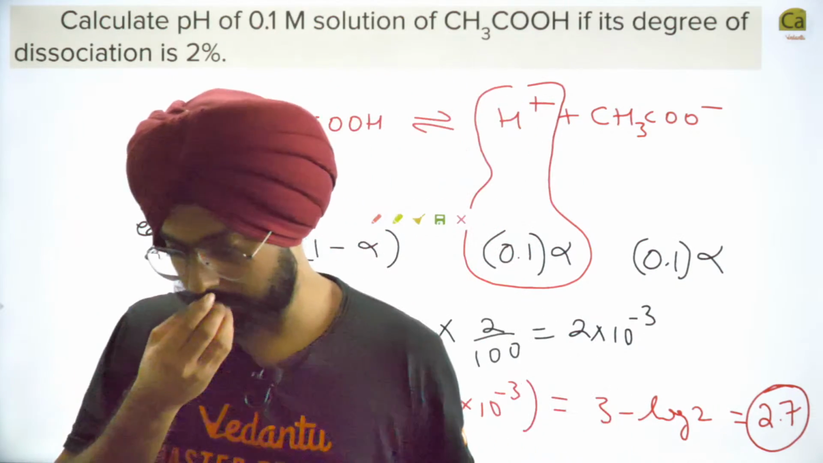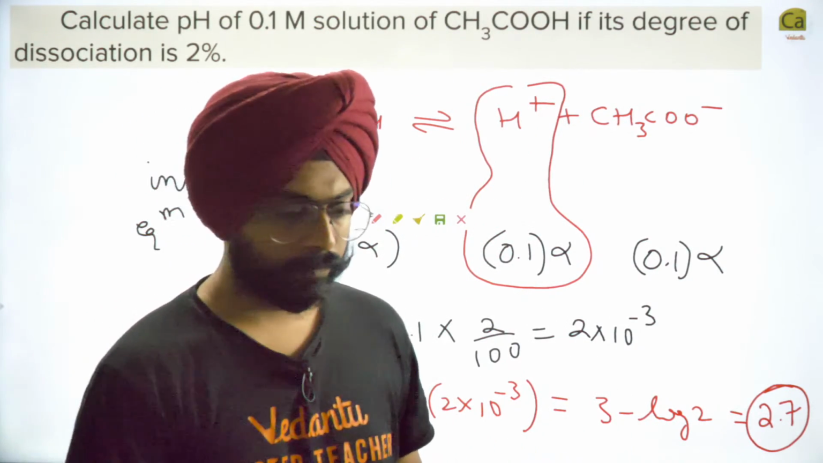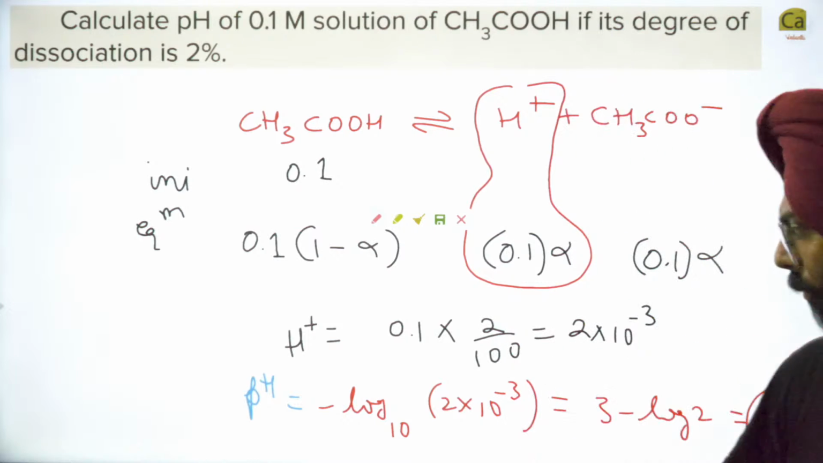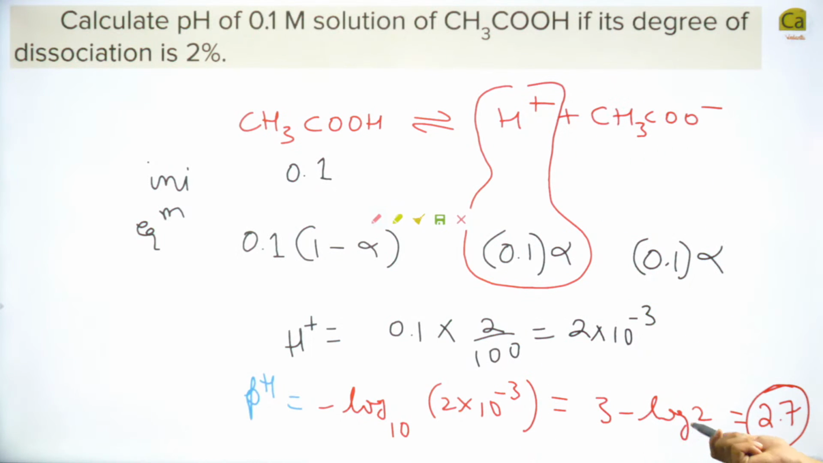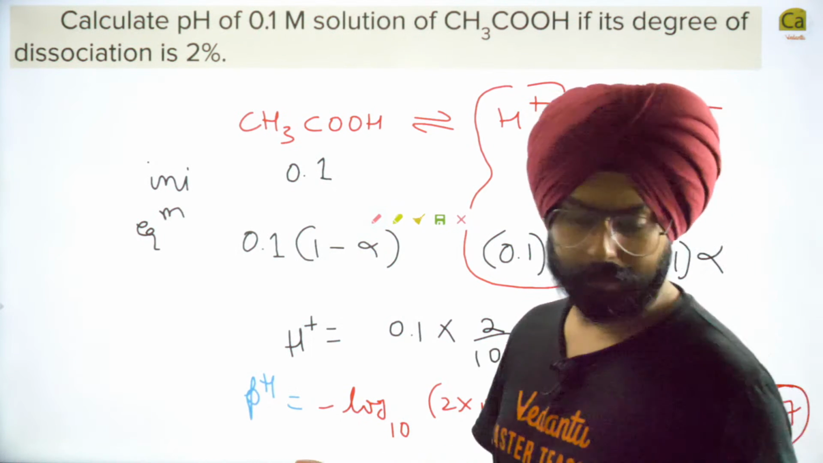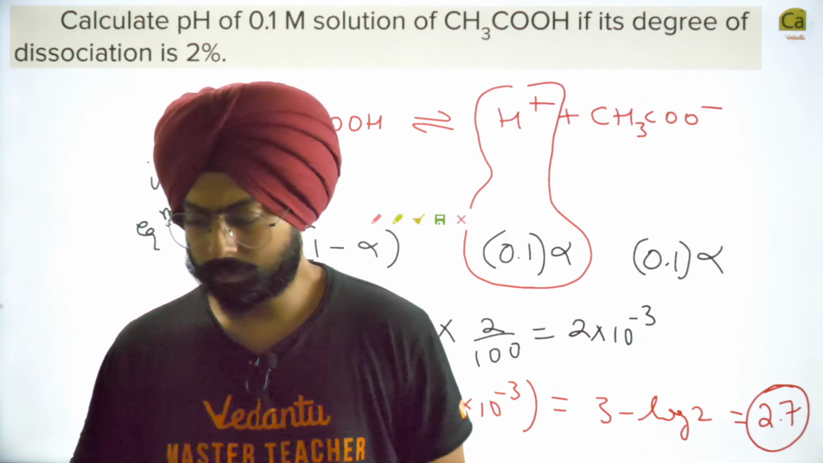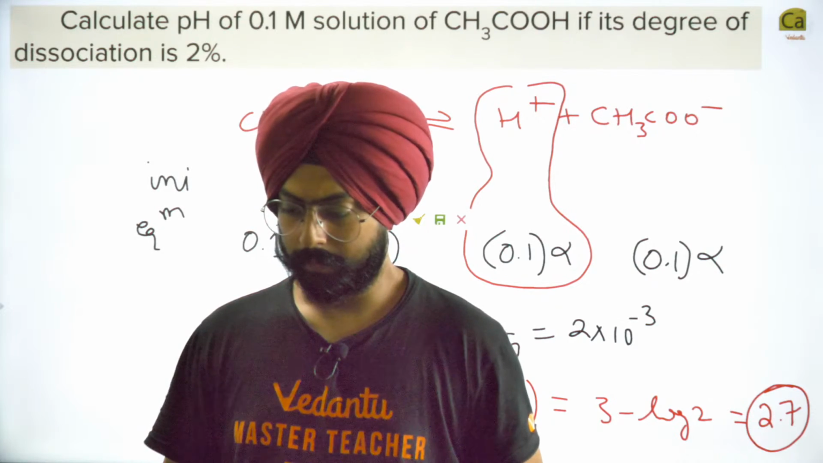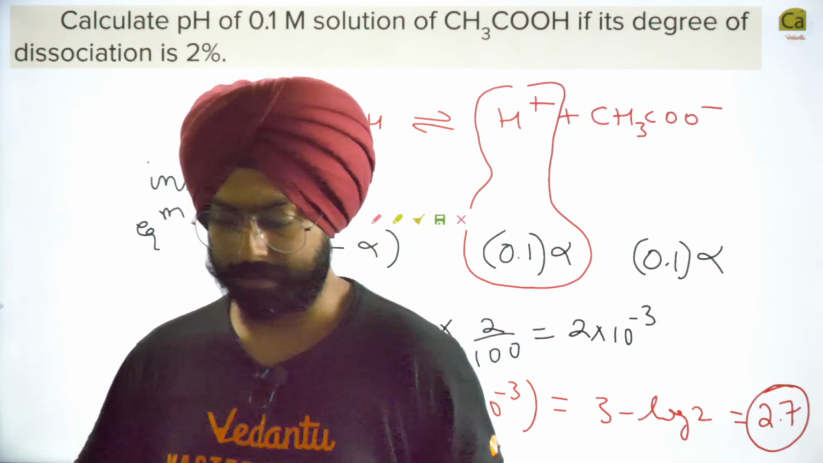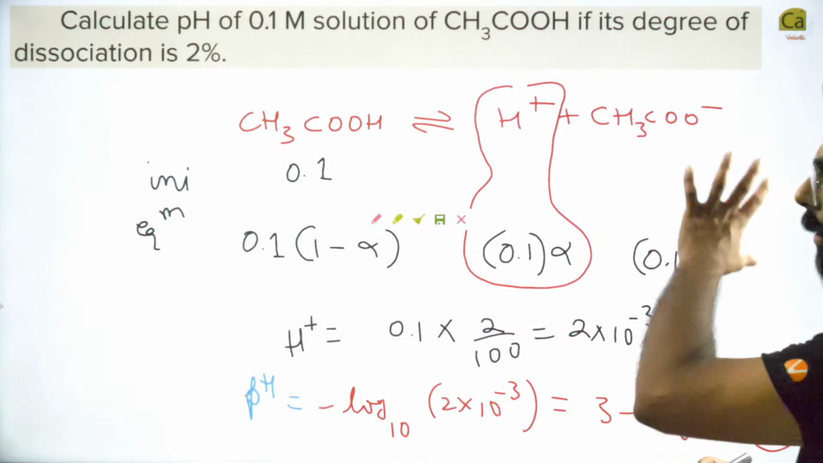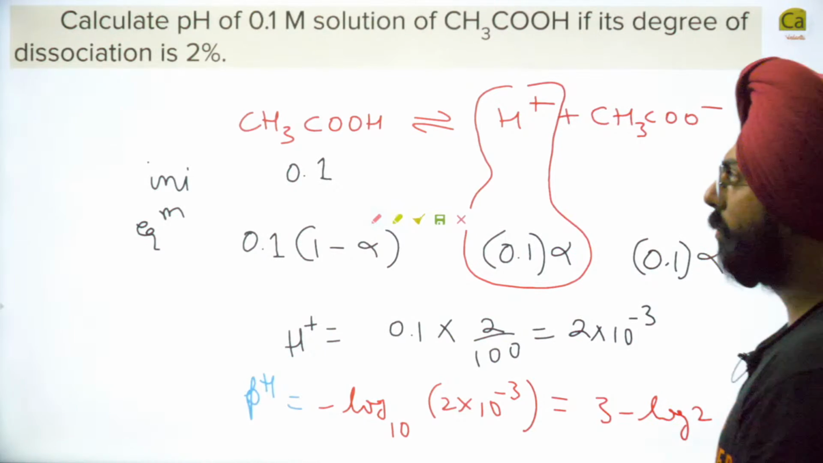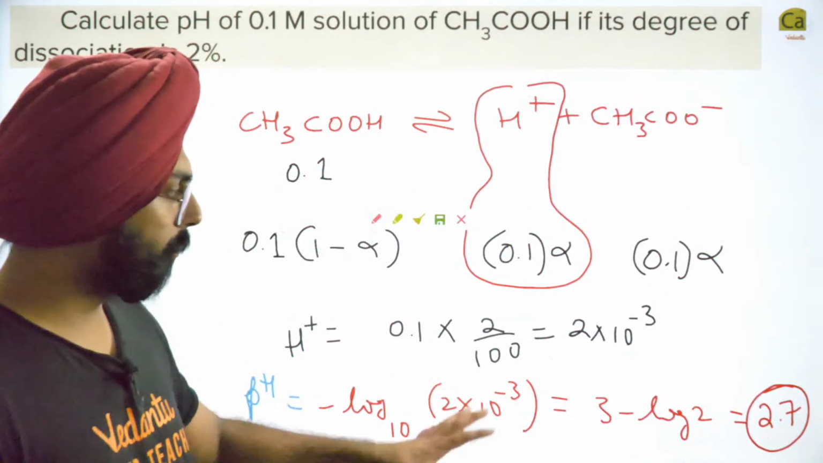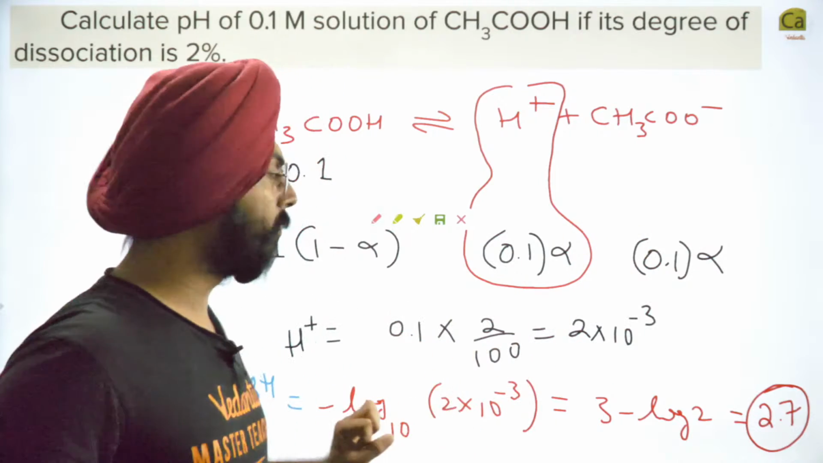Got it? 3 minus log 2, right. Log 2 is 0.30 something. So the answer should be 2.7. Okay, cool. I hope you understand this idea. So very simple. Okay, very simple concept. Nothing too difficult about it.